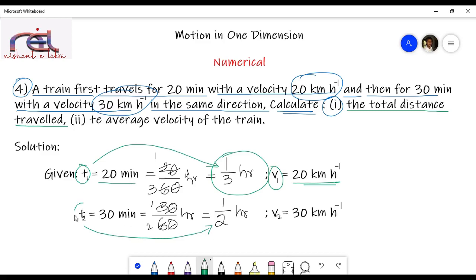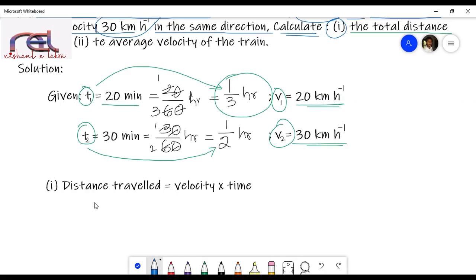So here we just had to convert the time, because the units were different. We had to convert minutes to hours. Now let us solve it. We have to find distance traveled, and you know the formula very well: distance traveled is equal to velocity into time.